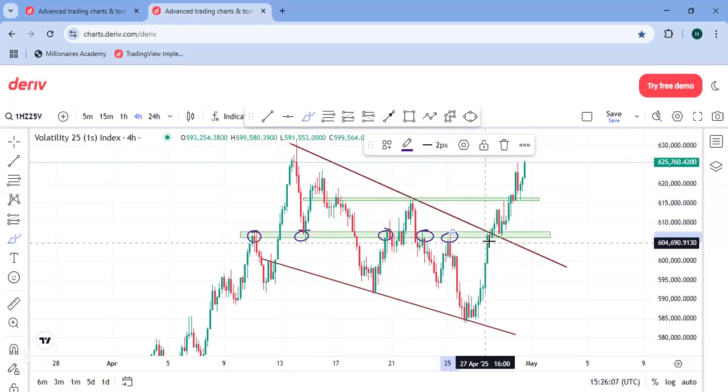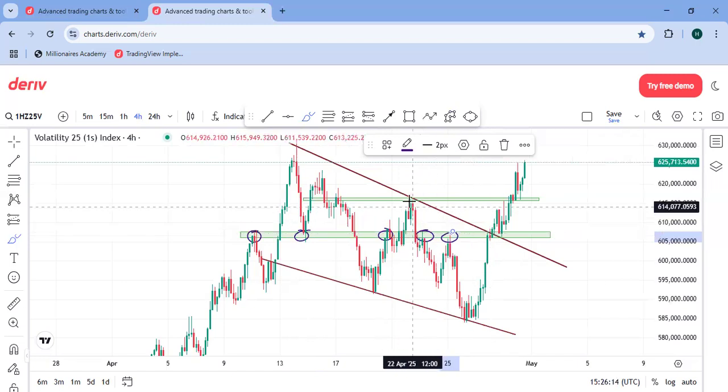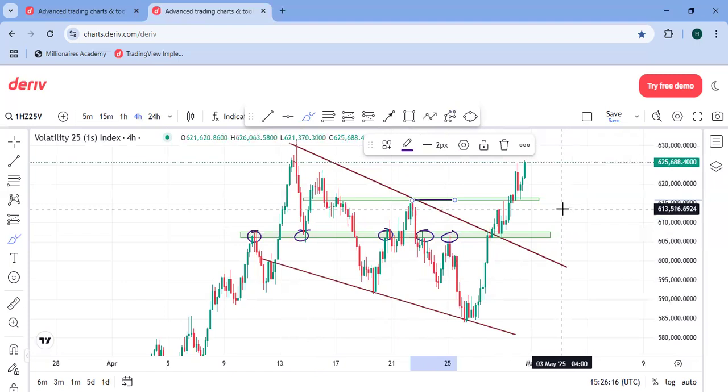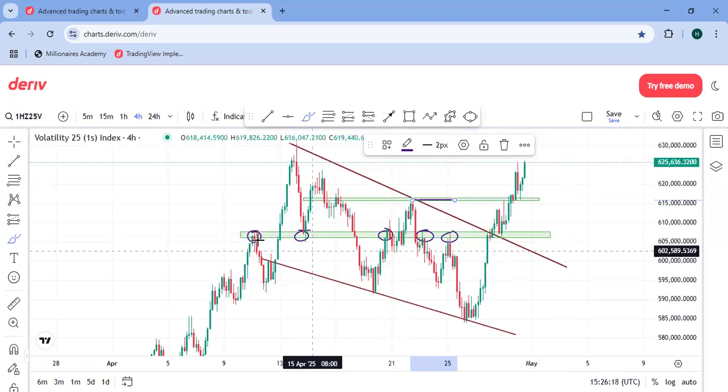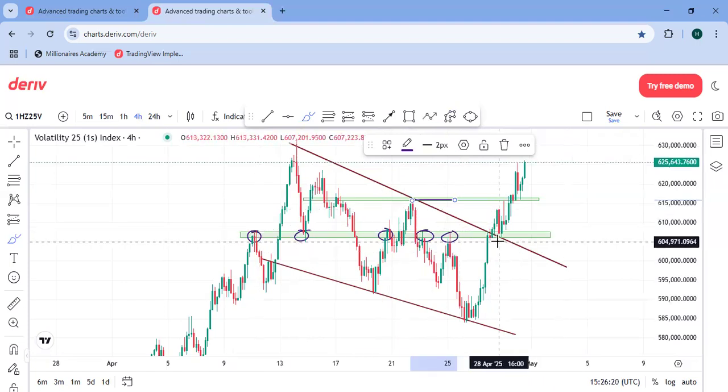So if the market can break out of this zone, what do you expect? It means it's going to buy, even if there is no actual change of character yet. Are you following me? Because there's a strong zone here, the market is able to buy.